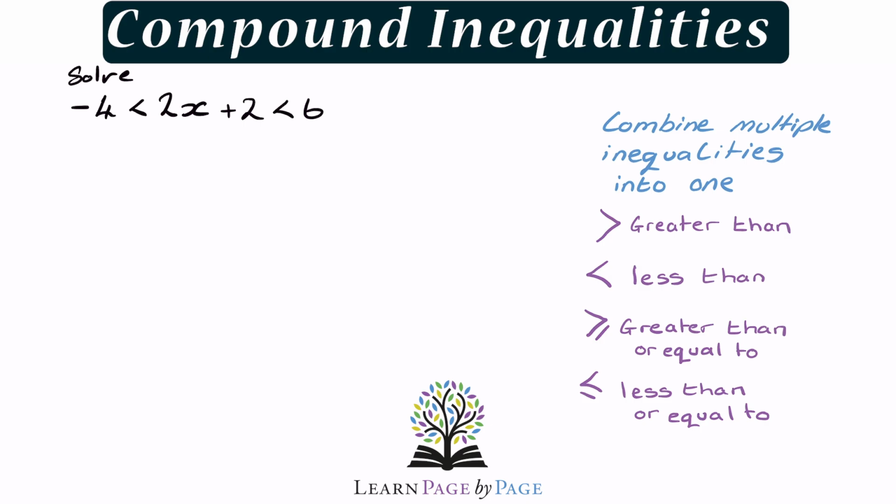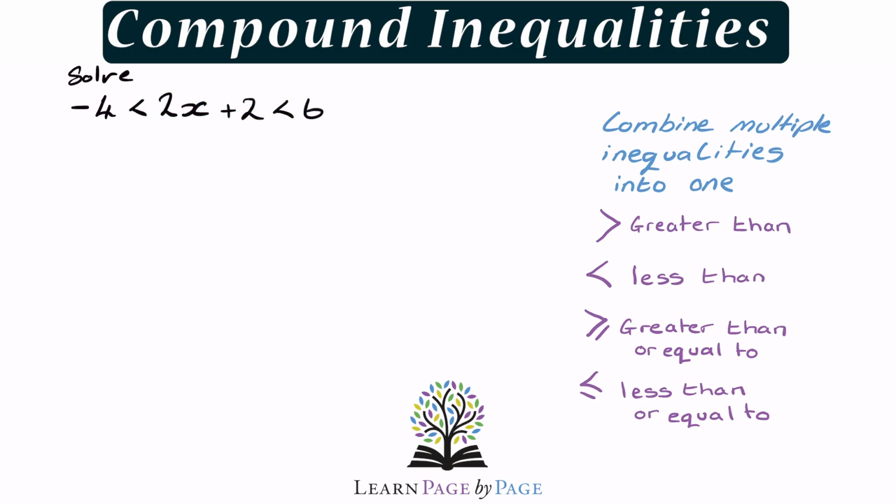But for now, I'm going to assume that you know this symbol means greater than, this one less than, here we have greater than or equal to and less than or equal to. So let's dive straight into the question and we'll work through it step by step. You can see this inequality is -4 is less than 2x plus 2, which is less than 6.